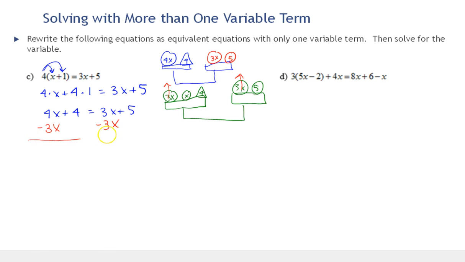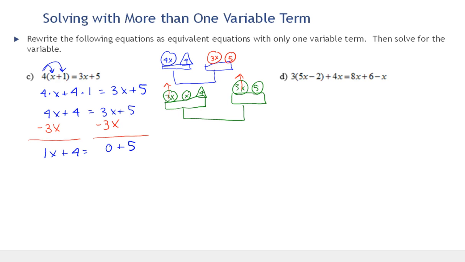The addition property of equality says we can do this, because we can add or subtract any quantity to both sides. We don't know what x is, but we know that 3x equals 3x, so we can subtract them both. Now our left-hand side, 4x minus 3x is 4 minus 3, which is 1x, plus 4. 3x minus 3x, notice this 3x is gone, so we could say that's 0, plus 5.